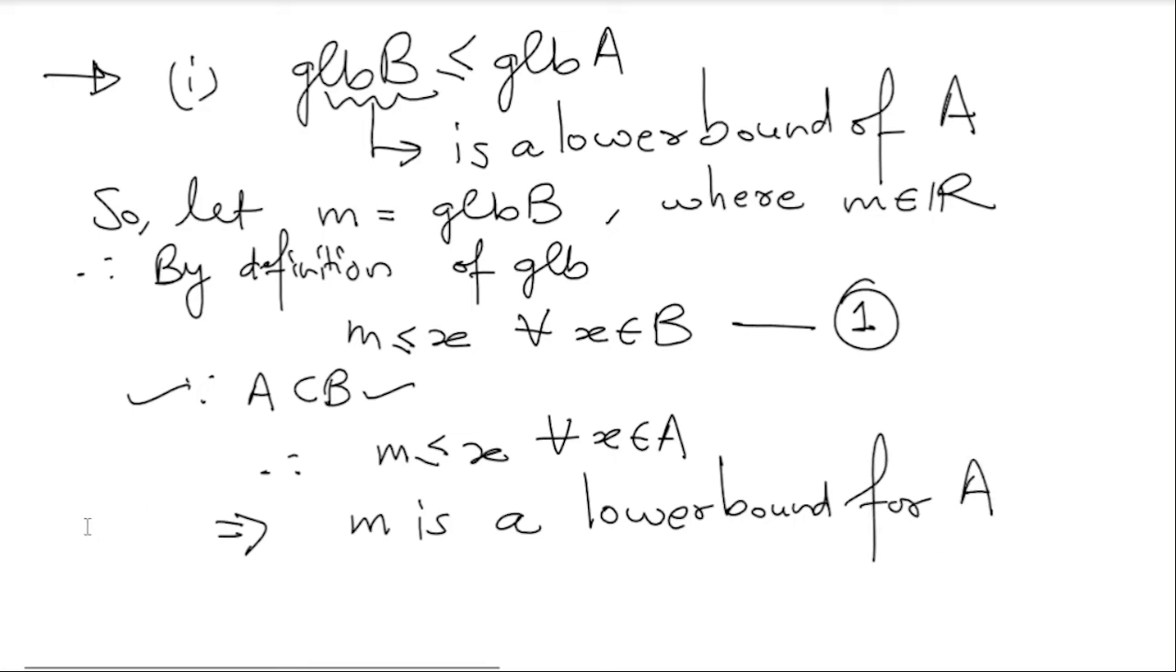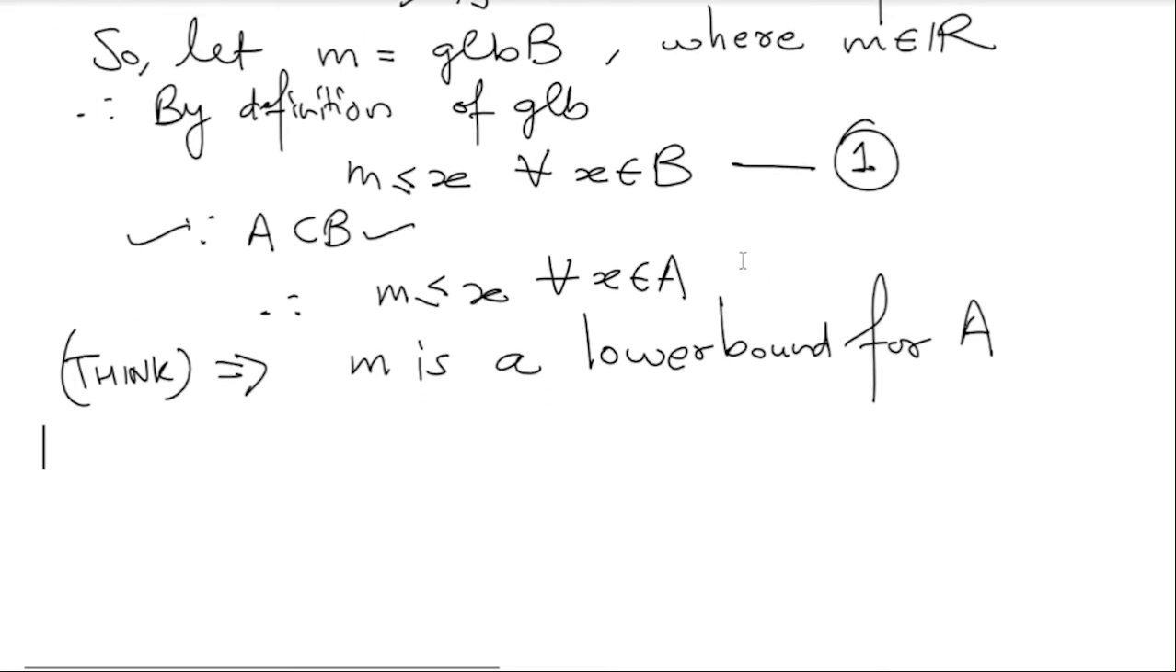I ask you to think about what I have just written. It is very simple, but you have to pause the video and take some time and try to think over it. If this holds, then I am writing directly that m is a lower bound, so by definition it will hold. This result is by definition, that m is a lower bound.